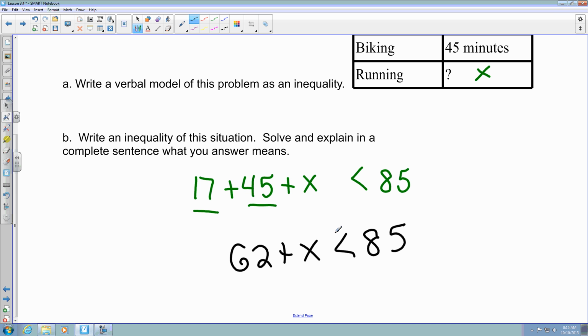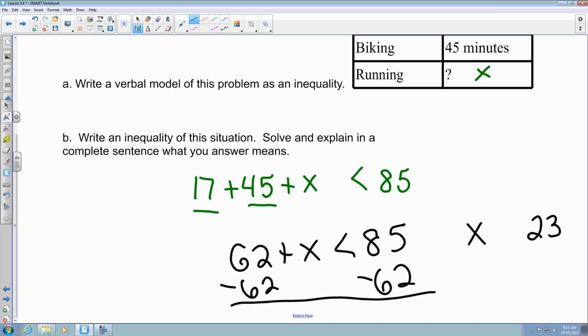Now, I can subtract 62 from both sides, which leaves me with x, and 85 minus 62 equals 23. And it is less than. So my time can be less than 23. So if I were to graph this inequality, I put 23 in the center, have this as an open circle, and my shading is going to go to the left. Okay?